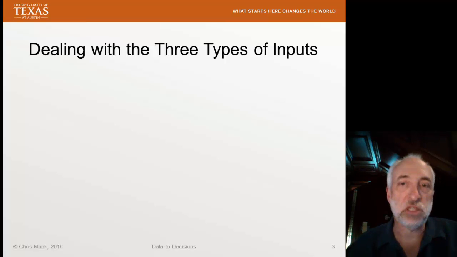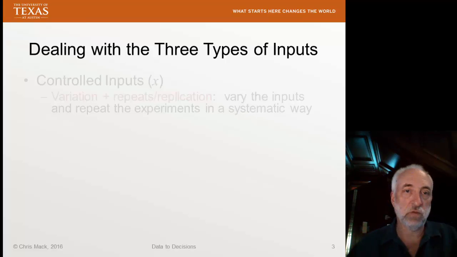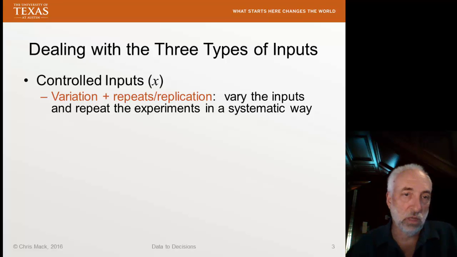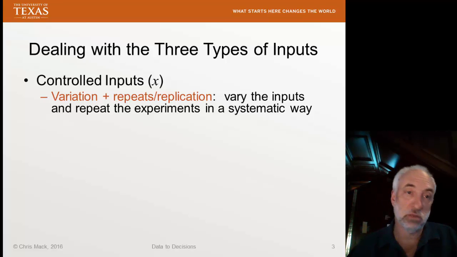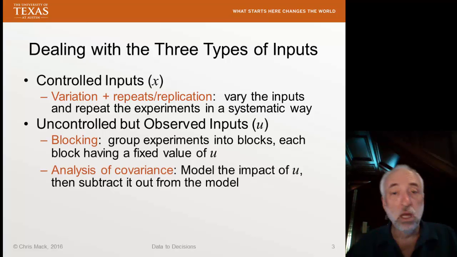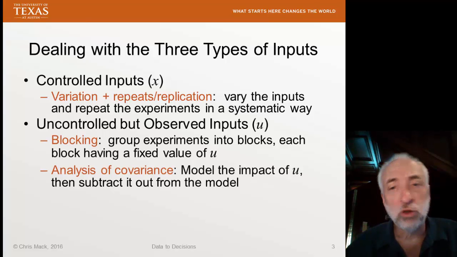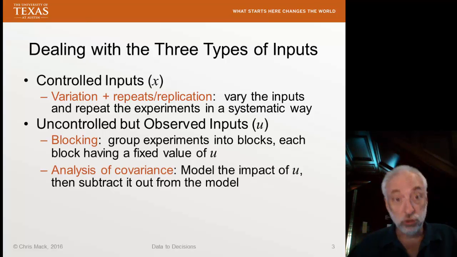So how do we deal with these three types of inputs? First of all, the controlled inputs, X, we use our control over them to perform the experiment. We vary the inputs, we repeat experiments in a systematic way in order to learn about how these inputs affect the outputs. The uncontrolled but observed inputs, we have two choices, and we're going to talk about both of these in coming lectures. One choice is called blocking.